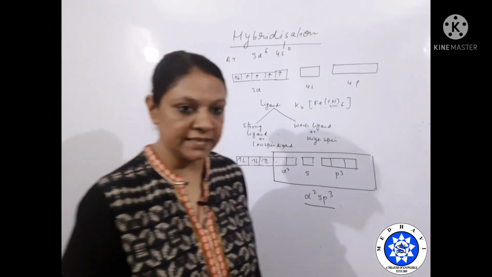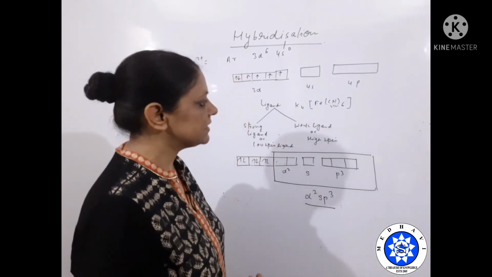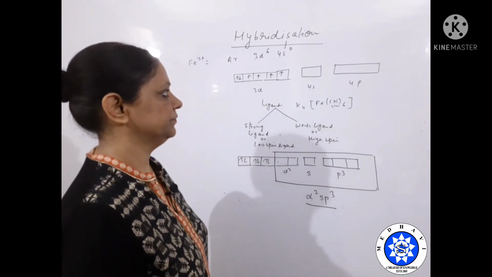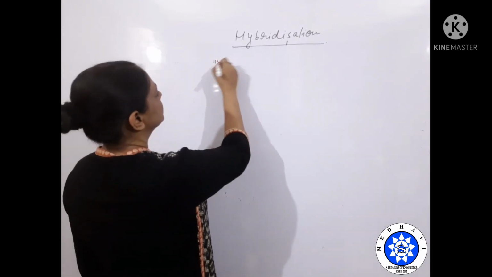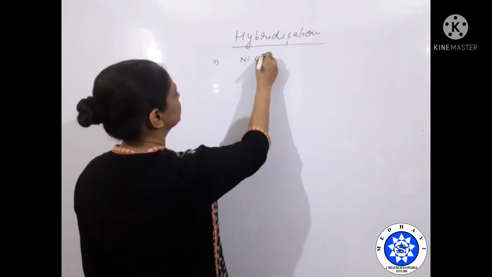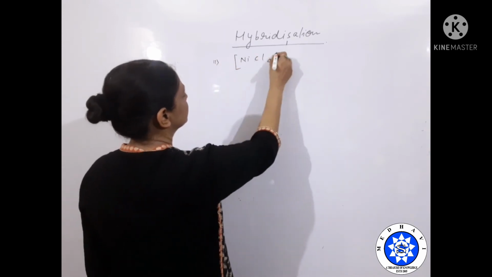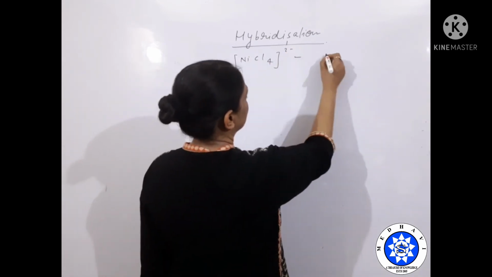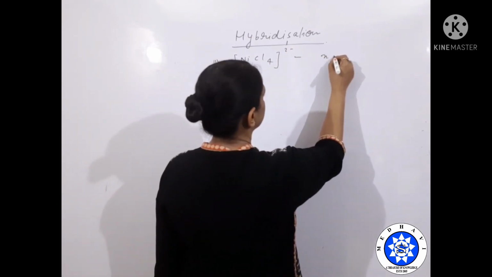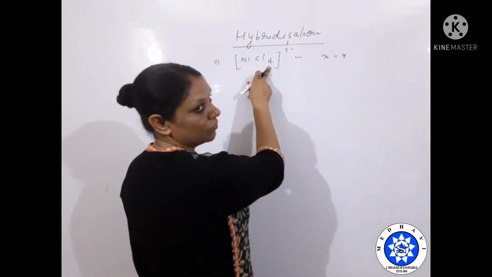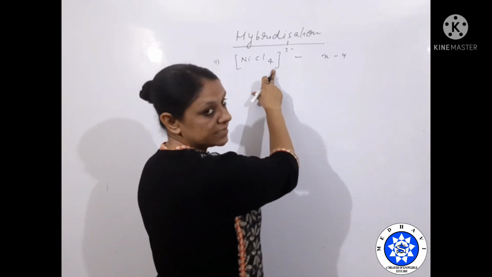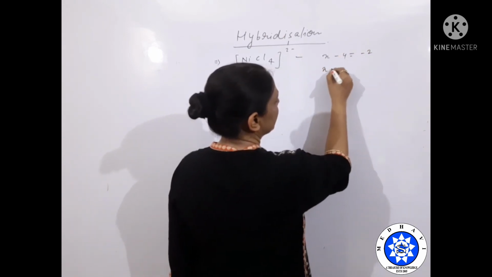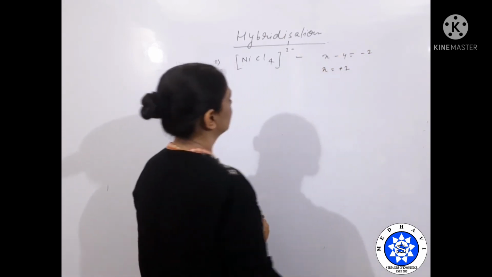I am using another example, and in that example I have taken high spin or weak ligands. First we need oxidation number. So this is X minus 4. Oxidation number of chlorine is minus 1. That we have done in standard 11. And after that 2 negative charge, here put 2 negative. X is equal to plus 2.